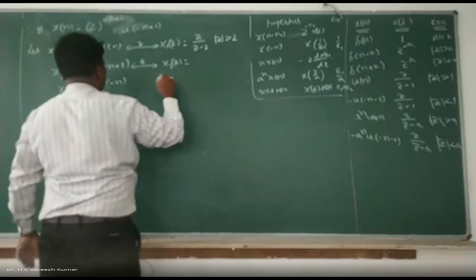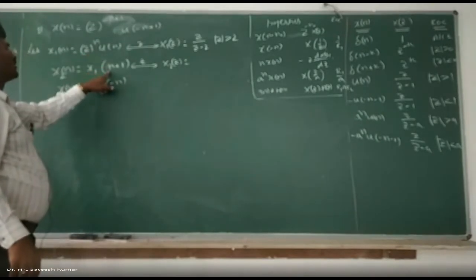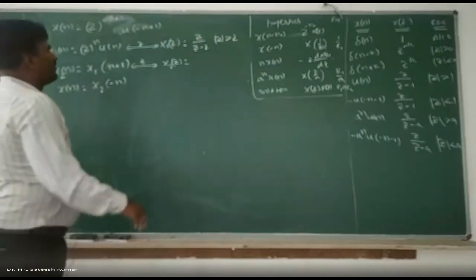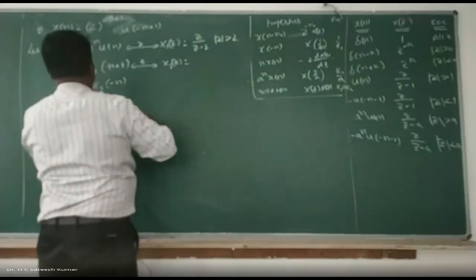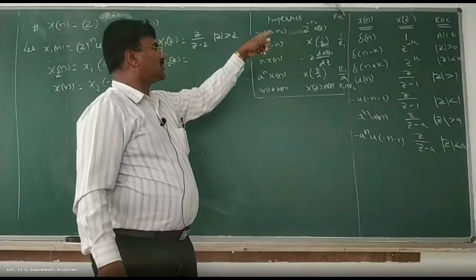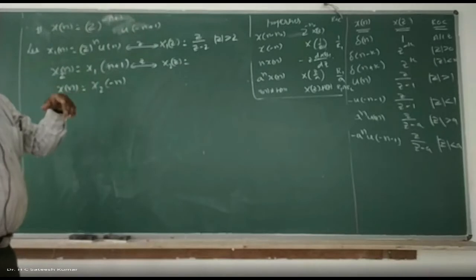Here you use the standard relation, you use the time shift property, and you use the time reversal property. So all those properties are very, very important. x2 of z is equal to what? Time shift property: x of n minus n naught is z to the power minus n naught into x of z. x of n plus 1 is nothing but z to the power of 1 into x of z.